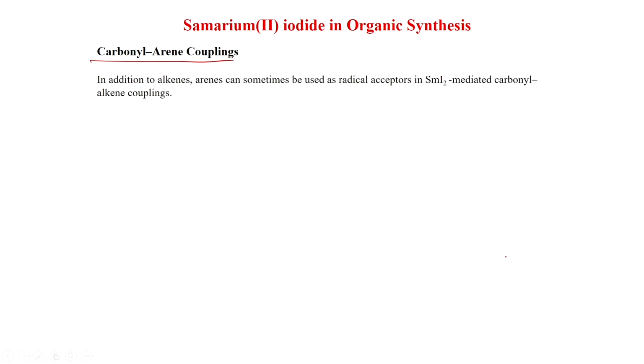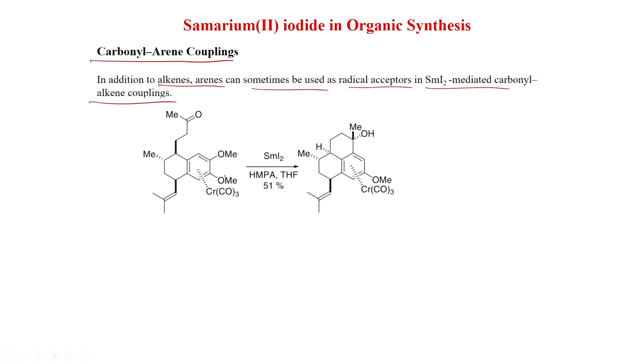Now, we will discuss carbonyl arene coupling. In addition to alkenes, arenes can sometimes be used as radical acceptors in samarium iodide mediated carbonyl alkene couplings. We have already discussed, when we discussed chromium, that these chromium tricarbonyl arene complexes are electrophilic in nature, and this dot O minus, that radical, can react here, and after samarium iodide again, this is 2 equivalents, you generate an anion here.